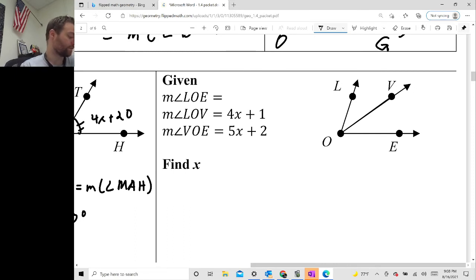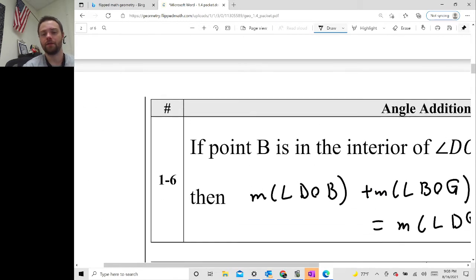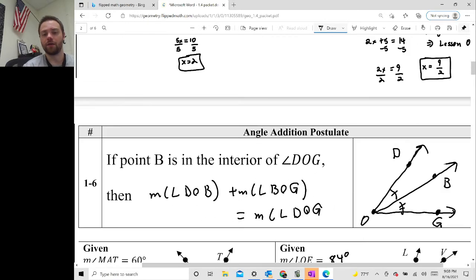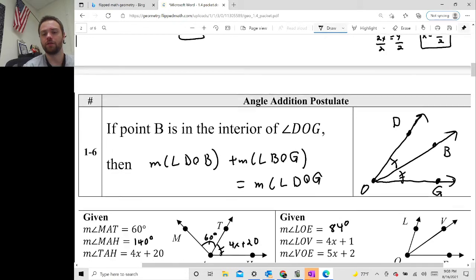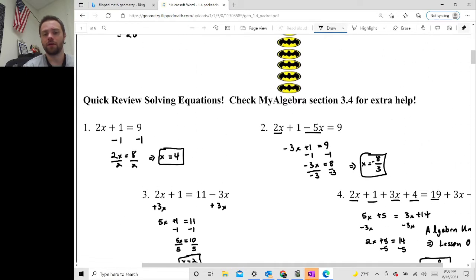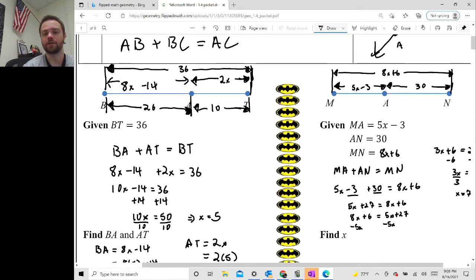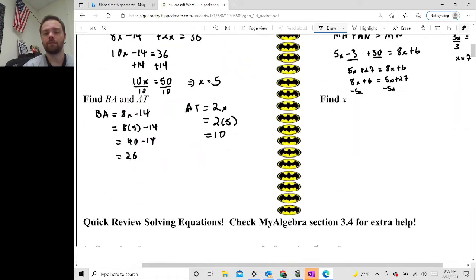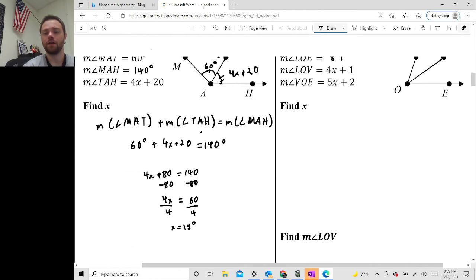They give the measure of angle LOE to be 84, and I love all the puns that they're doing. You've got love, you've got math. I love math. I've got angle dog and bog and daub. And then I've got Batman up here. So I've got lots of nice little references. So maybe that's a little more entertaining.